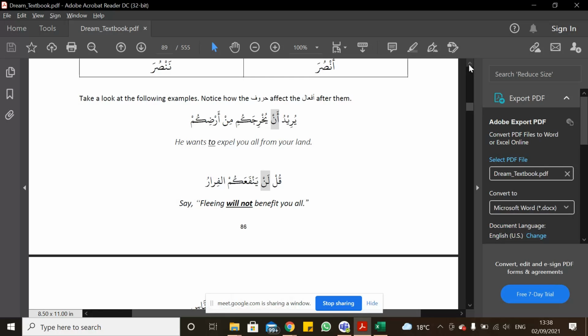Benefit. Fleeing. Fleeing benefit you all, right? The fleeing will become the doer now, right? Okay. The fleeing benefits you all. But now we have lan, and the change is that yanfa'a. So lan will give a meaning of will not. So the fleeing will not benefit you all. Okay. Right?